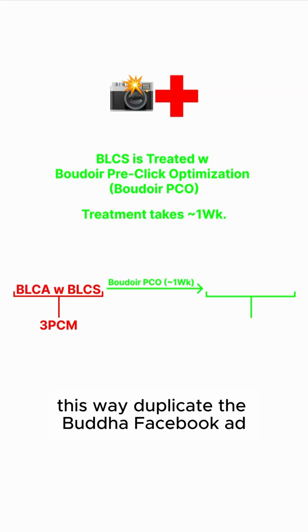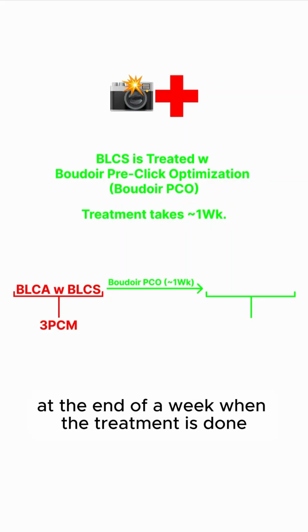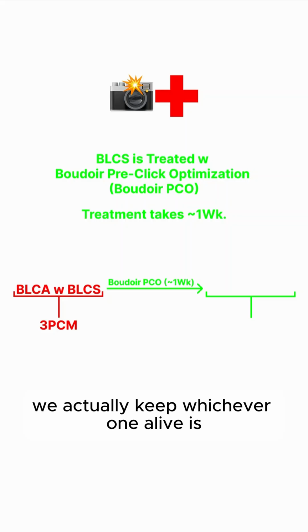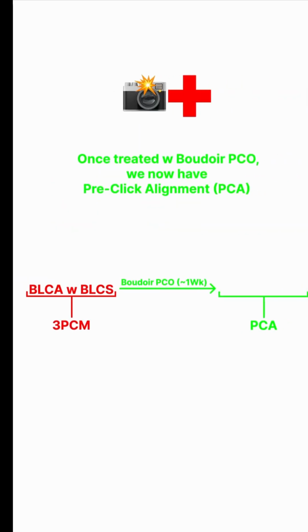This way we duplicate the Boudoir Facebook ad, leave the original ad as it is. We treat the duplicated one, run it in parallel. And at the end of a week, when the treatment is done, we actually keep whichever one is producing the best results or has the best metrics.